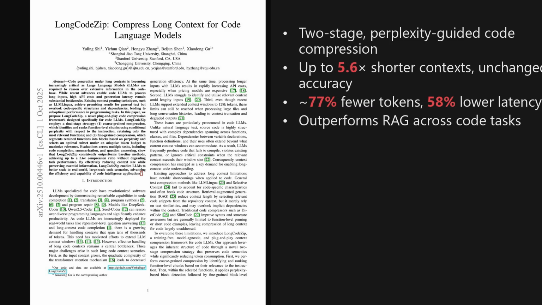And as we'll see later, the efficiency gains are striking. In short, the method uses a two-stage, perplexity-guided selection over functions and blocks, improving code completion, summarization, and question answering while cutting prompt tokens by about 77%.